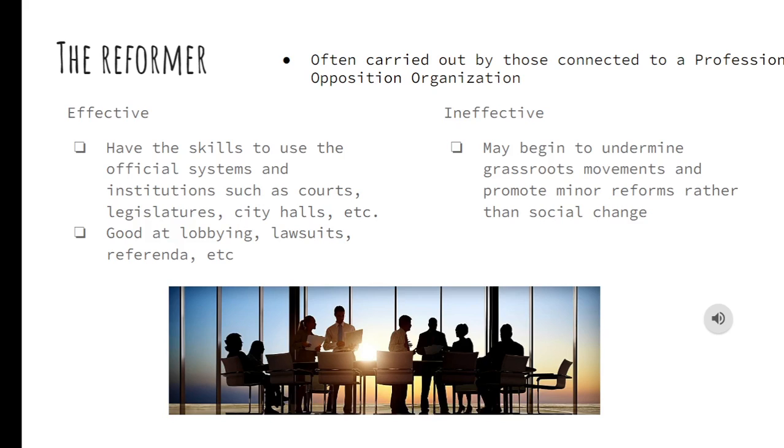Reformers are good at lobbying, lawsuits, referenda, etc., and they watchdog those successes to make sure that these policies and laws are enforced. However, if these reformers or professional opposition organizations begin to undermine grassroots movements and promote minor reforms rather than social changes, they become ineffective in their role and hurt rather than help a social movement in its work.